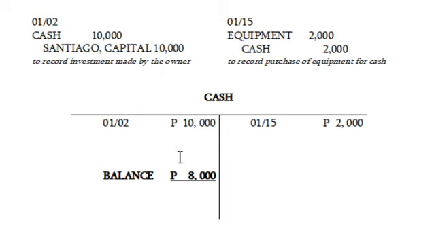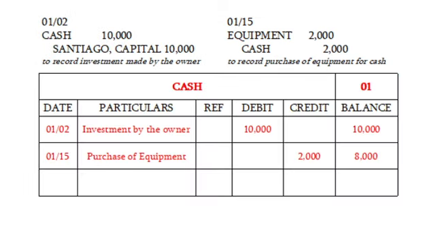Kung saang side yung mas malaki, ibig sabihin, dun natin ilalagay yung ating balance. So, since mas malaki ang amount sa debit side, ilalagay yung 8,000, that is 10,000 less 2,000. Therefore, the cash balance is 8,000. The same with the standard format that we have, na ang balance ng ating cash is 8,000.